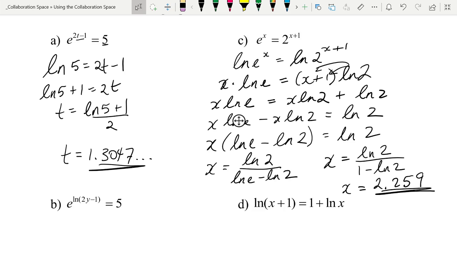And then we'll do the last 2 on this page. And then we're going to do one more word problem. Then you can have some work done.